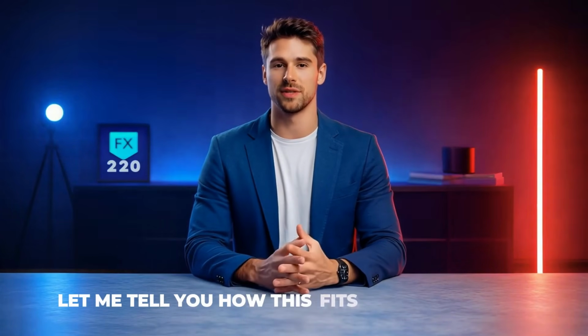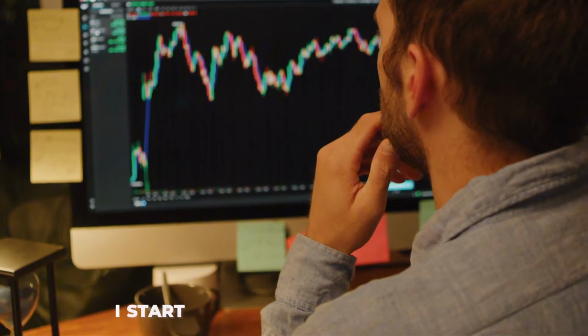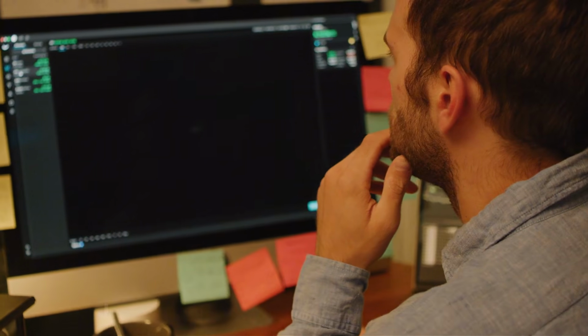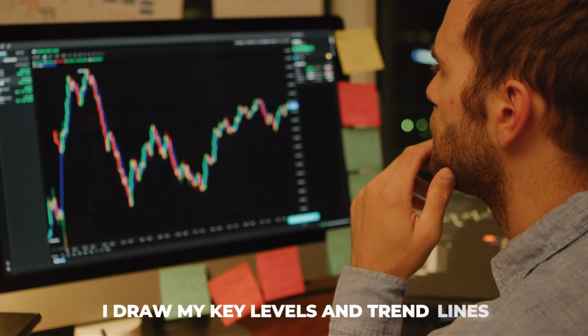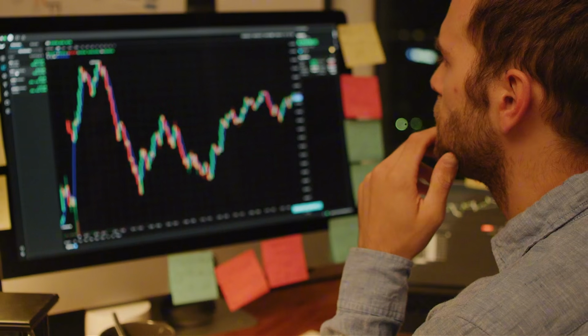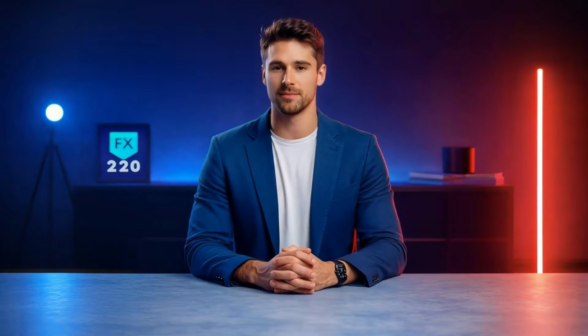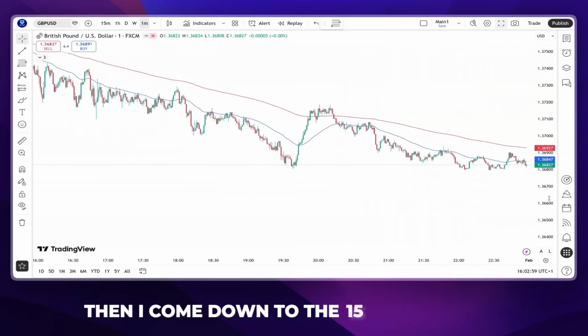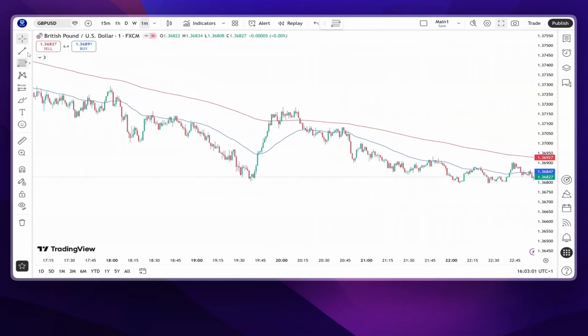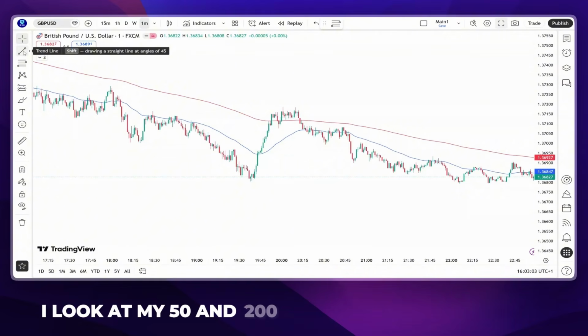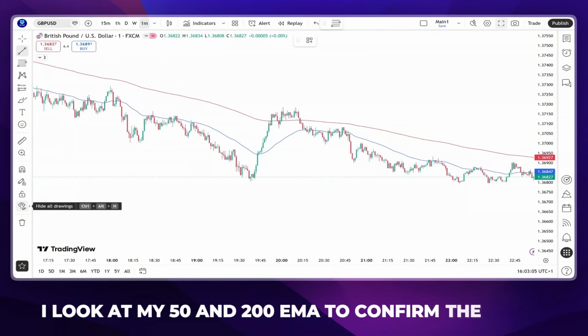Let me tell you how this fits into my overall approach. I start with my top-down analysis. I draw my key levels and trend lines from the higher timeframes. I identify the trend direction on the monthly, weekly, and daily. Then I come down to the 15-minute chart where I take my entries. I look at my 50 and 200 EMA to confirm the trend.